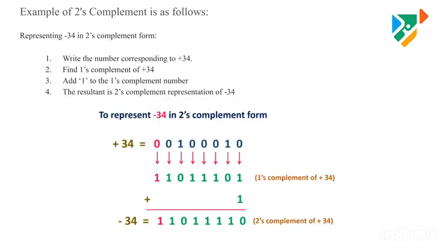So you can follow the following steps to find the twos complement. Step 1, write the number of the corresponding. For example, minus 34's complement we need to find. So write down the corresponding number of the 34. Then second step, find the ones complement of plus 34. Third step, add 1 to the ones complement of this number, that is plus 34. And the resultant will be the twos complement of minus 34. So you can see in the example.